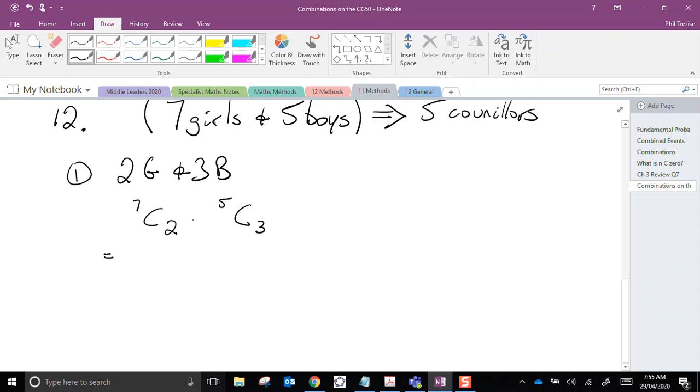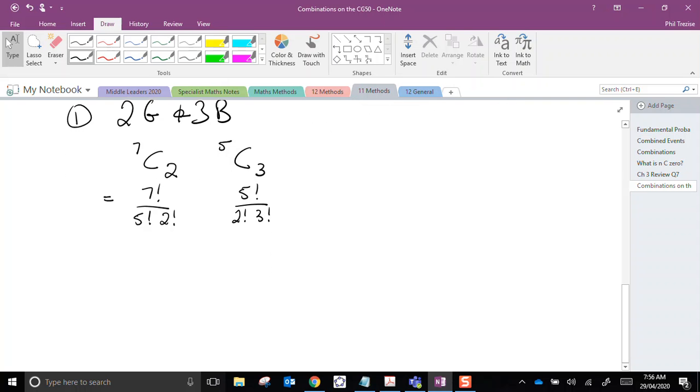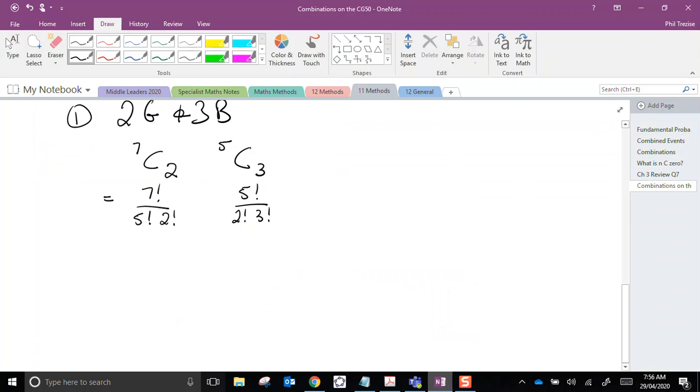Now, I'll just work these out. I'm not quite sure at the moment whether I should add or multiply these. So let's work out these numbers first and see what we get. The rule would be 7 factorial over 7 take 2 is 5 factorial multiplied by 2 factorial. Now I'd have here 5 factorial, 5 take 3 is 2 factorial by 3 factorial. Still not totally sure whether I should be adding or multiplying. So let's just keep going a bit with this.